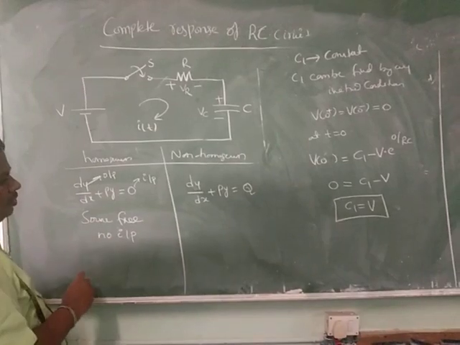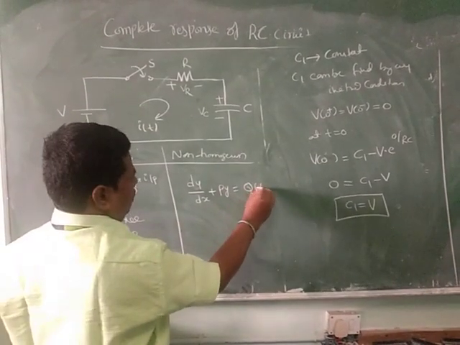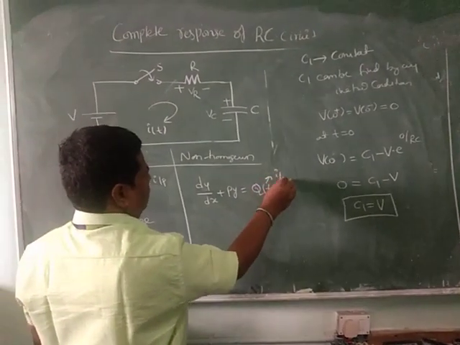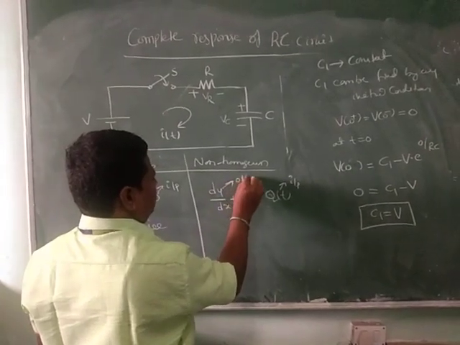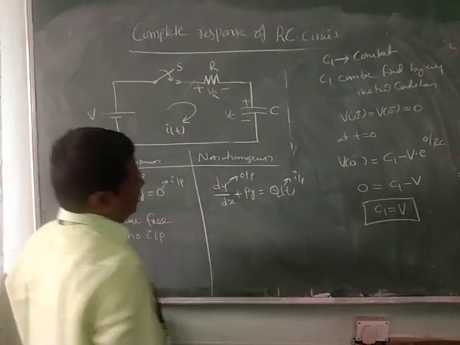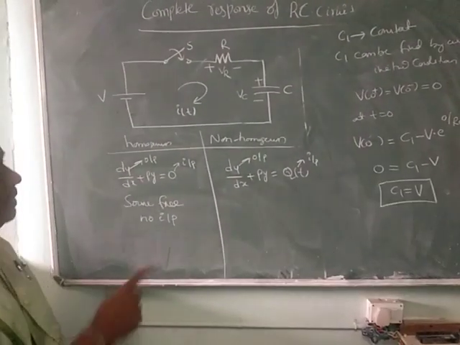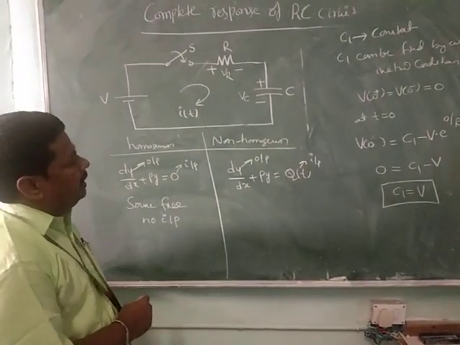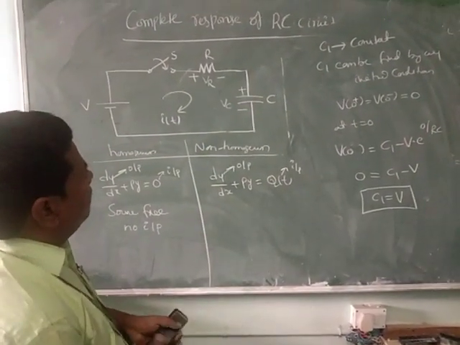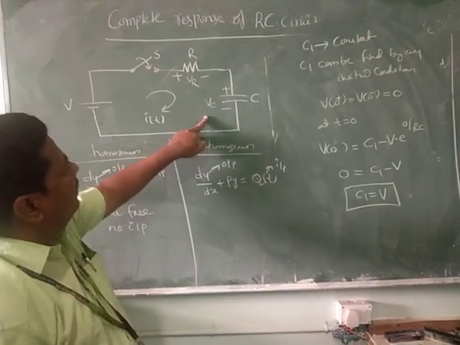Here the input is equal to 0. Here the input exists, Q of t. This is the input and this is the output. This is a constant. Like that you can easily find the voltage across the resistor and the voltage across the capacitor.